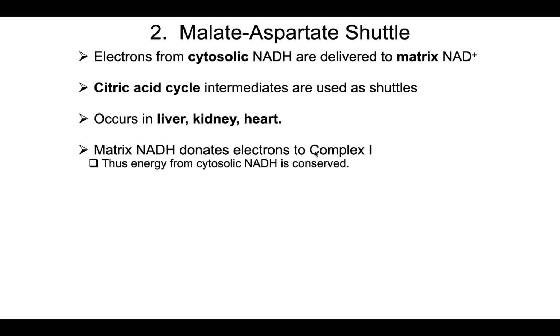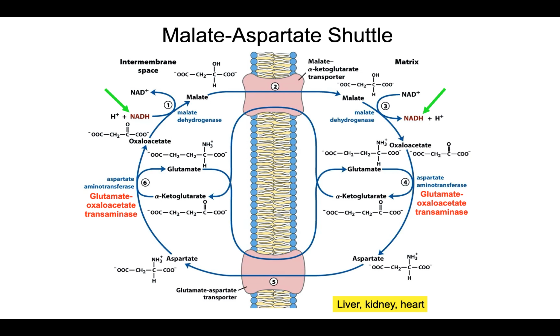And so we maintain that 2.5 ATP per NADH with this particular shuttle. So let's try to make sense of this one. Here's our NADH within the intermembrane space. NADH can make it through the outer membrane of the mitochondria like most things, but it can't make it through the inner mitochondrial membrane. And so here's how it works.